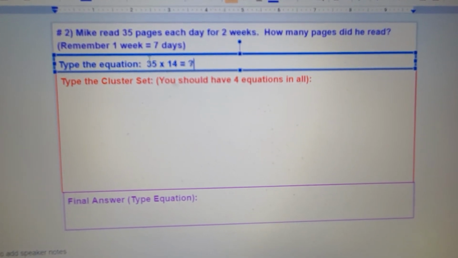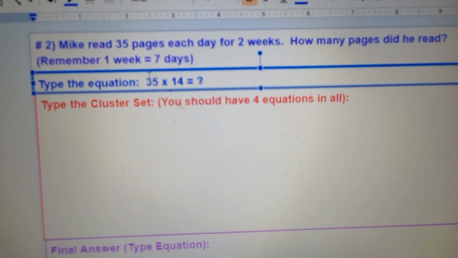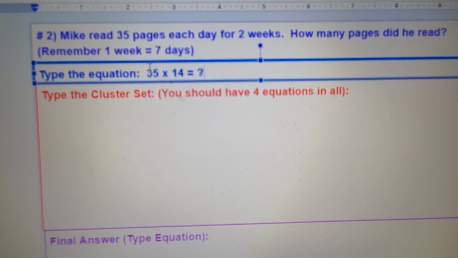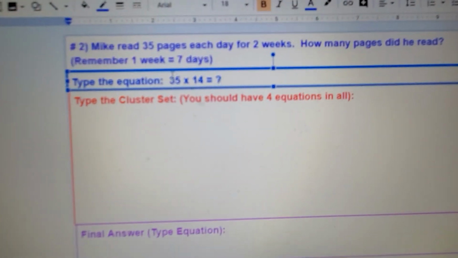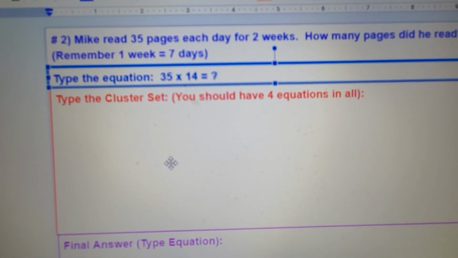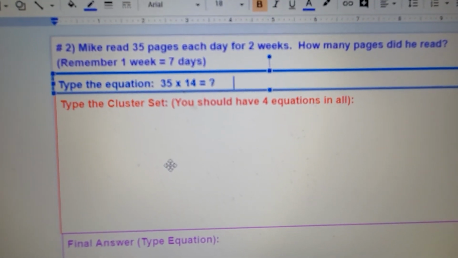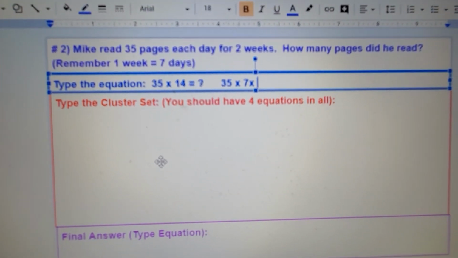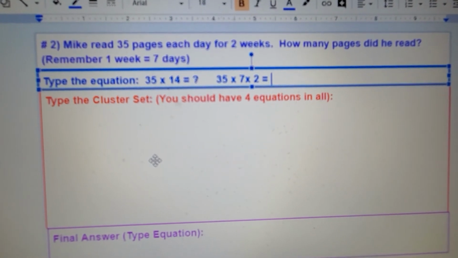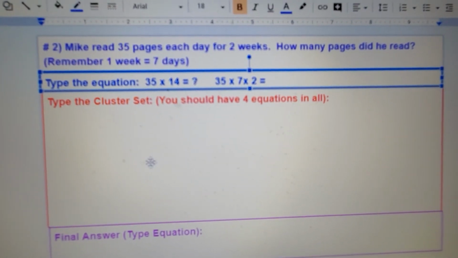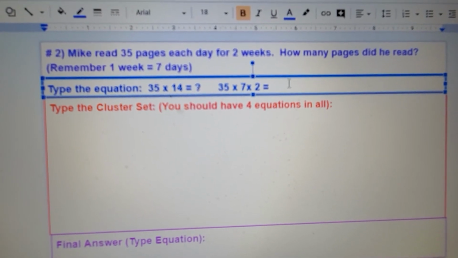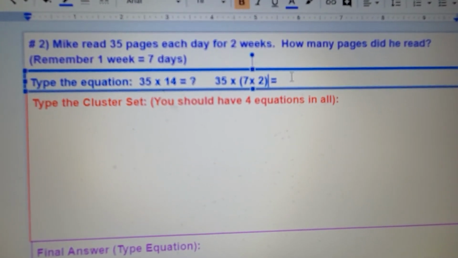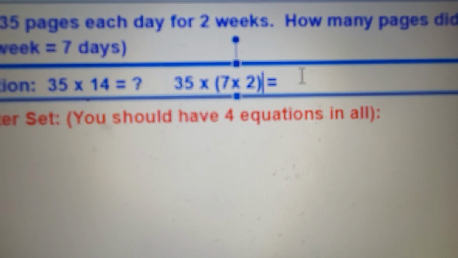See, this one's a little tricky. The 14 is in the number of days. And how do I know that? Because 2 weeks is 7 plus 7. There's your 14. So this one is a little trickier. You could have done this: 35 times 7 times 2. And then you could have made it into 35 times 14, because what you're doing is grouping the 7 and the 2. So when you group things, you put them in parentheses, like so. And that's where I get the 14 from.